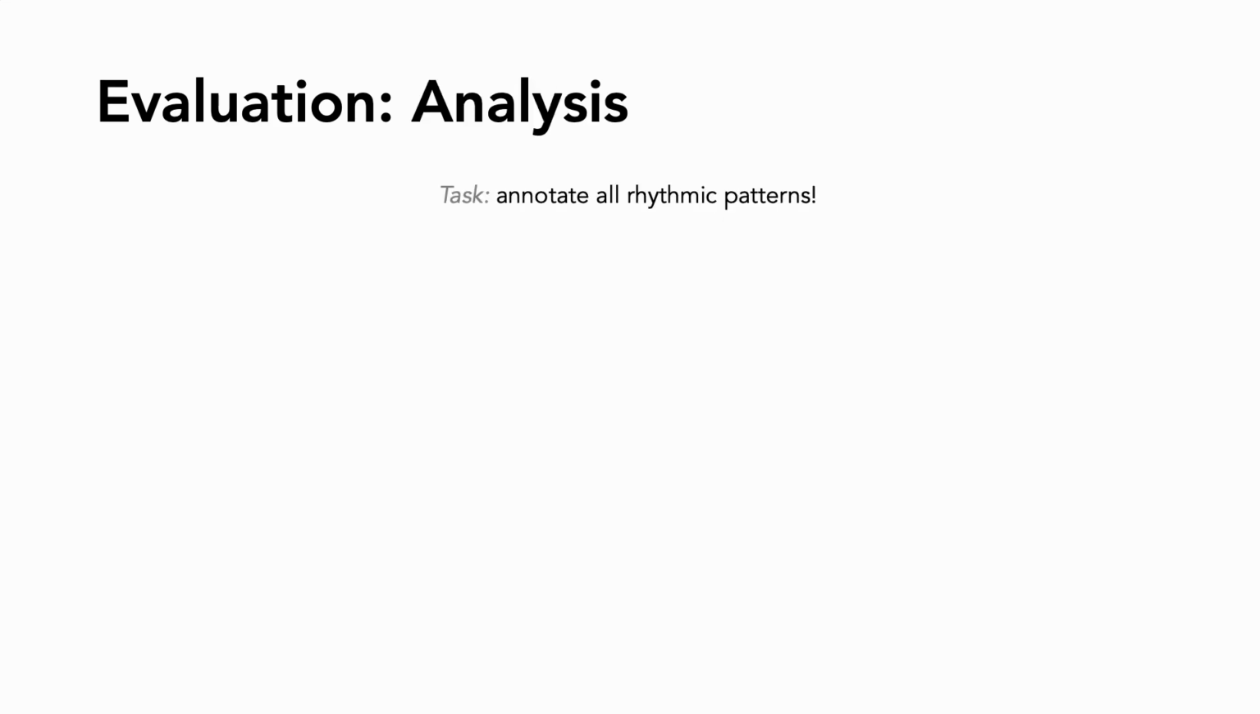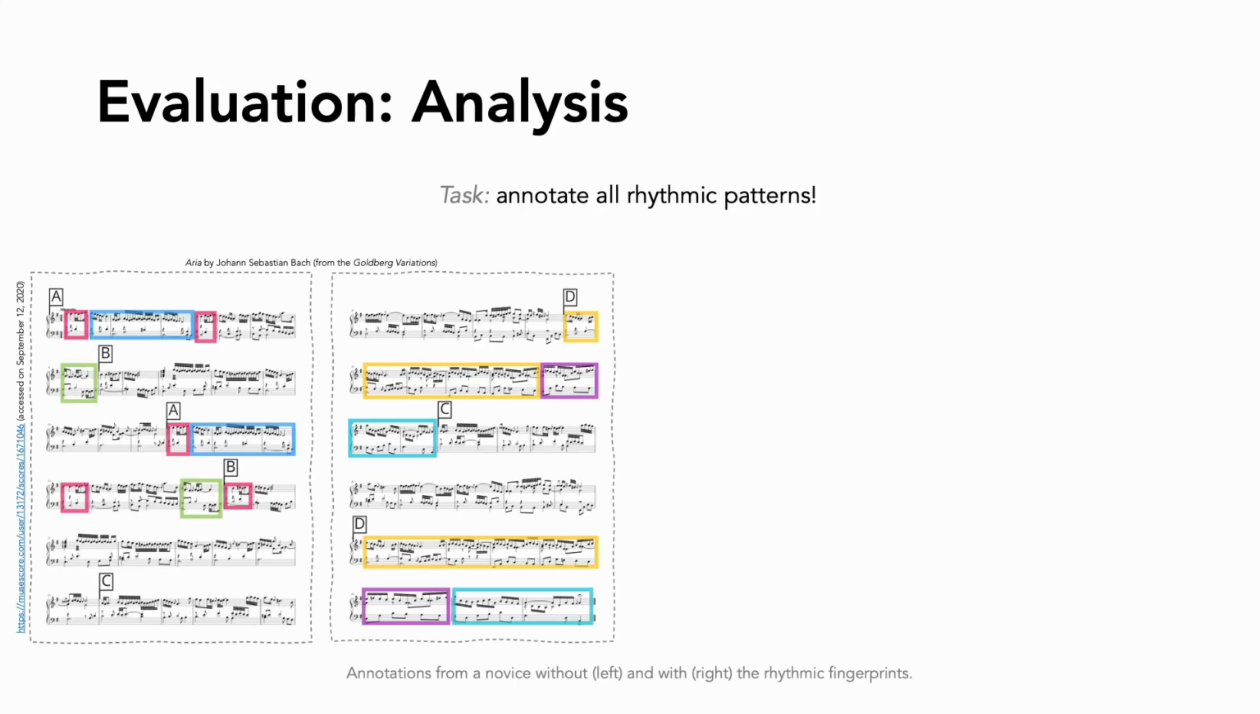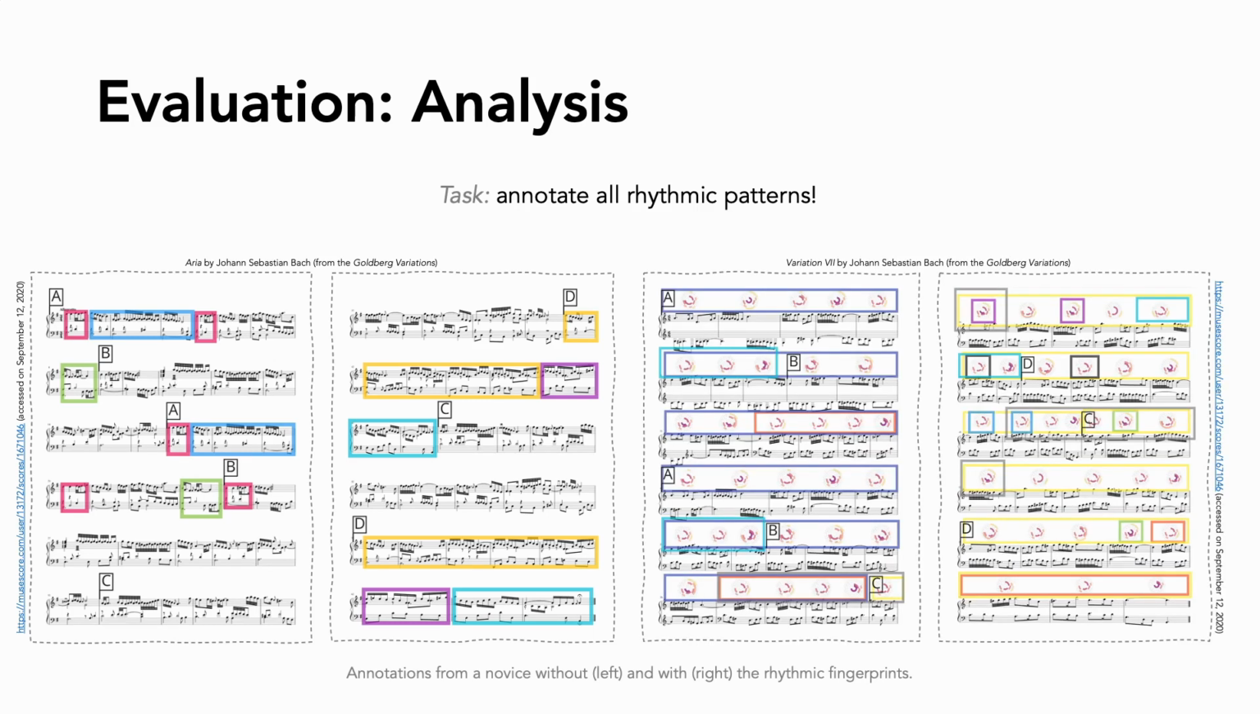During the analysis, we asked the participants to annotate all rhythmic patterns that they could find, preferably starting with the longer ones. Here you can see an example from one of the novices. On the left are the annotations for Aria without the rhythmic fingerprints, which they exercised at first. On the right, you can see the annotations for the second score, Variation 7, with the rhythmic fingerprints augmented. Their improvement with the rhythmic fingerprints agrees with the positive feedback from the remaining participants.